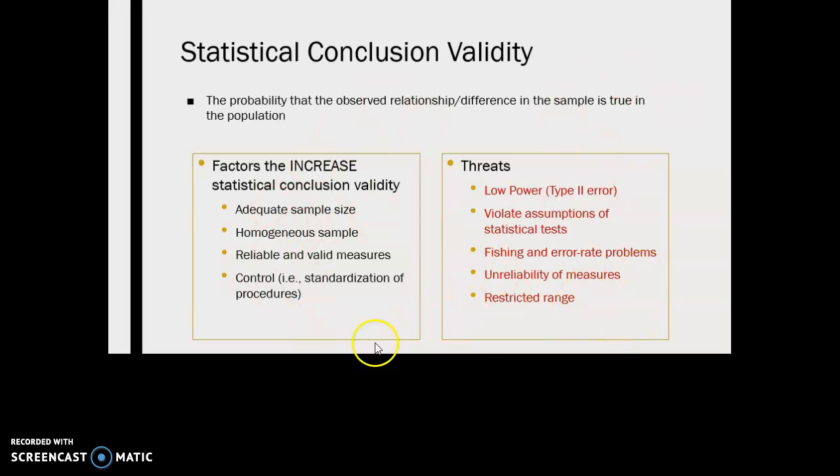So trying to recruit a sample that has a more normal range of scores is going to be important for statistical conclusion validity.